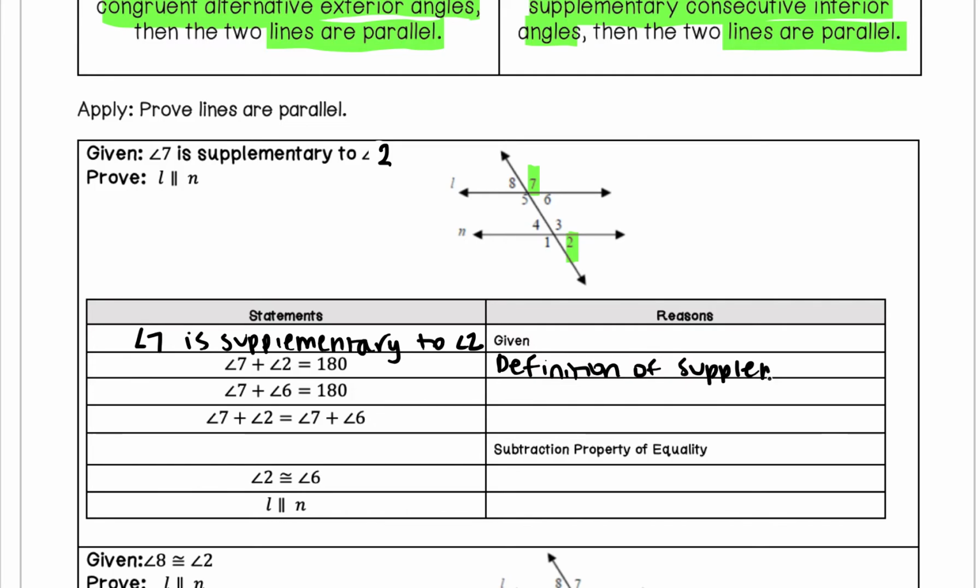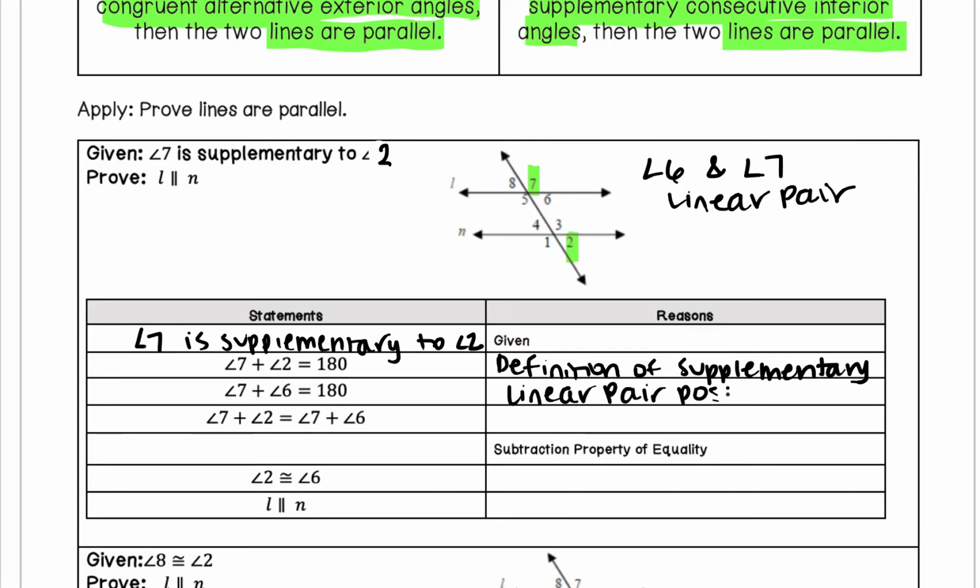In the next line, it tells us that angle 7 plus angle 6 are going to also equal 180. And this is going to be because of the linear pair postulate. We can see that angle 6 and angle 7 are a linear pair, and the linear pair postulate states that they add up to 180. So that's our reason here. This wasn't on our notes today, but we have seen it this year.